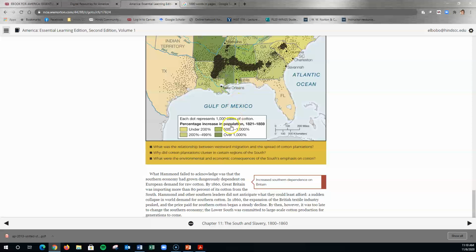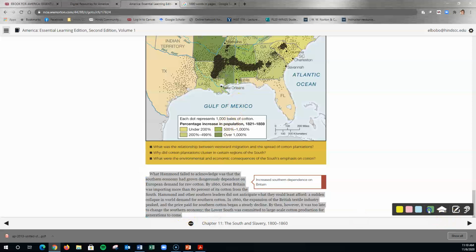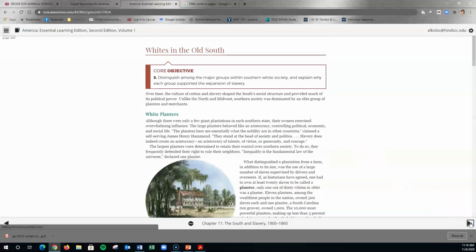If you look right here, in 1860 the price of cotton began a steady decline. So the South believes it's invincible, but the reality, the economics of it, is that the price of cotton is about to decline. But despite that, cotton had become a major export crop for the South.